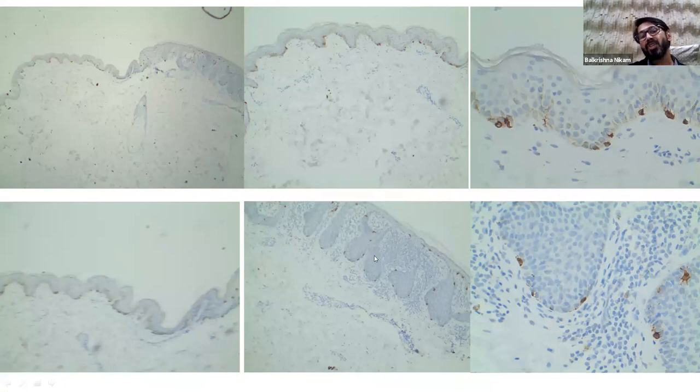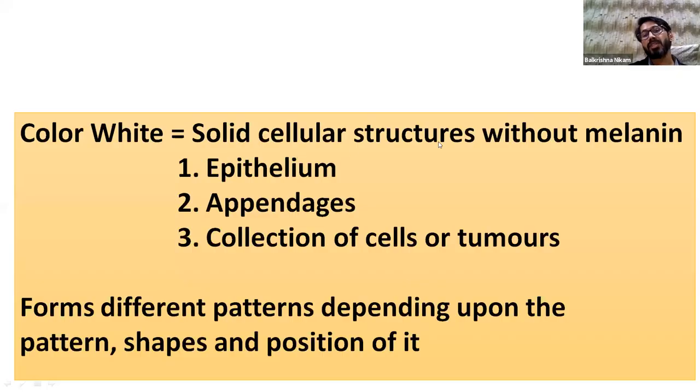As you treat the patient, the first thing that happens is the coming back of the reticular pigmentation, and this pigmentation again obscures the vessels. That's why in dermoscopy you see the loss of vessels early in treatment, while in histopathology you see that as a late expression. So the color white is due to solid cellular structures without melanin. The solid cellular structures can be formed due to epithelium, appendages, or collections of cells or tumors.